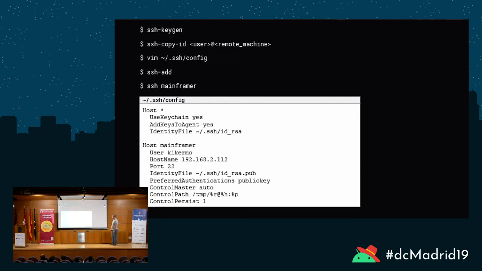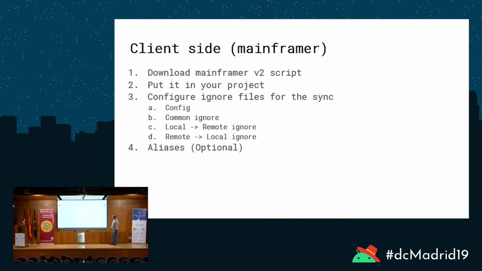Yeah. So on the client side, to configure Mainframer, what you have to do is download the Mainframer script. I'm going to show it later, where exactly it is on GitHub. You need to put it in your project, on version 3 of it. They are on version 2, the script you're going to download, but on version 3, the new one that they rewrote in Rust.